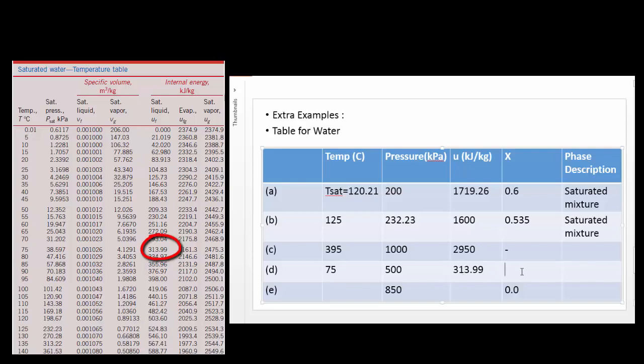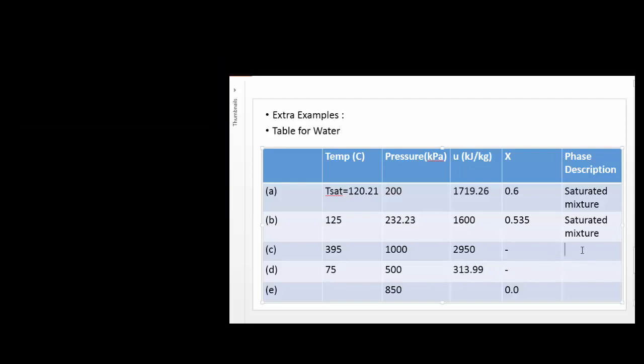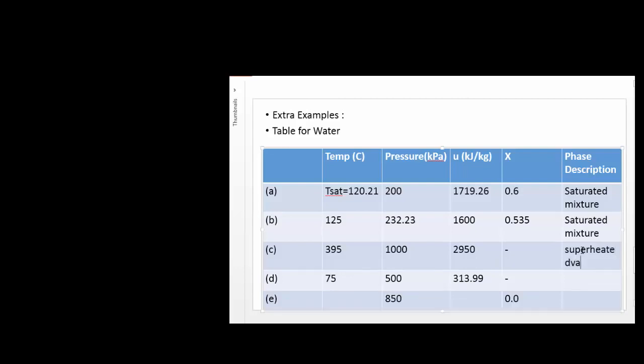So the X here is not available. So let's fill in this. I forgot to fill in this, sorry. This is as previous, this is superheated vapor. And this is compressed liquid.